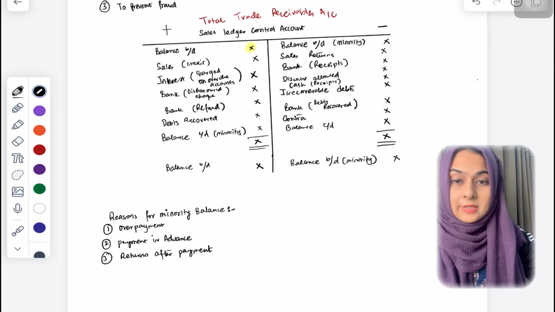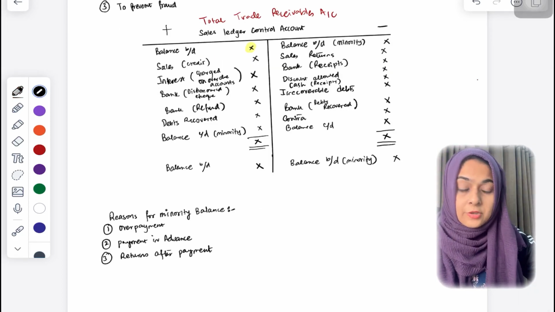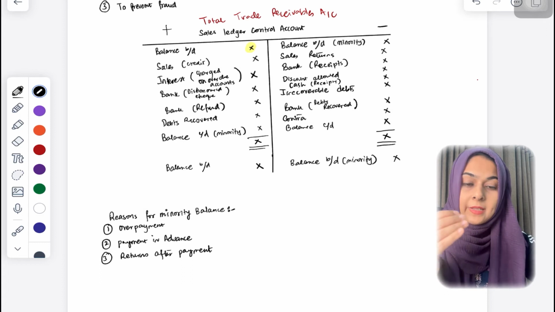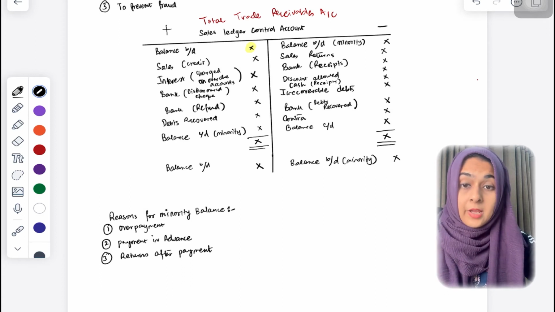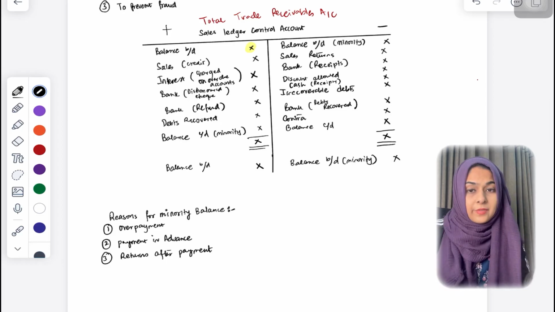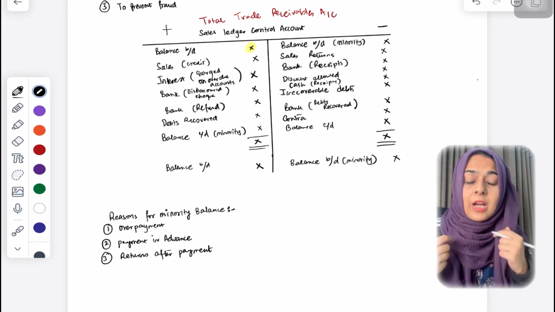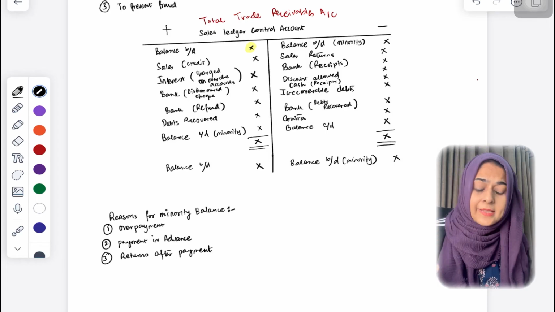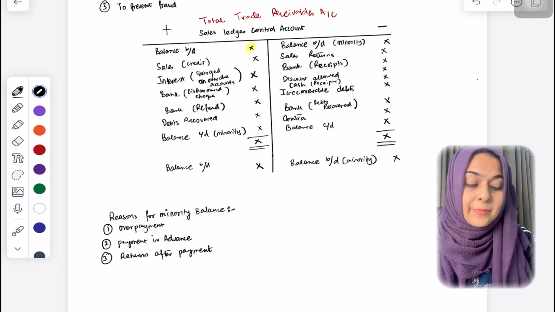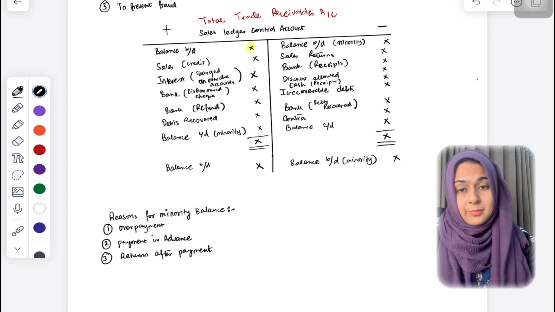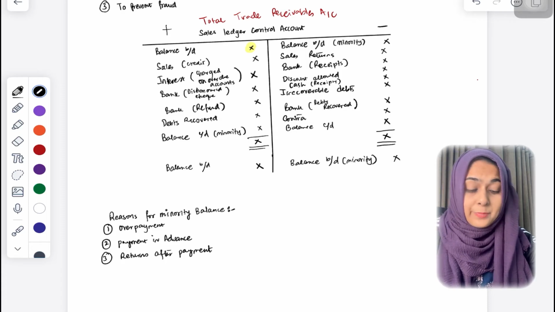The third reason for a minority balance in the control account would be that if, let's say, I have sold goods to my customer and my customer has paid off their account, but now they want to return some goods. If they return the goods to me after payment, now I owe my customer. Hence it's a minority balance also in the sales ledger control account, like a payable. So your customer becomes your payable.